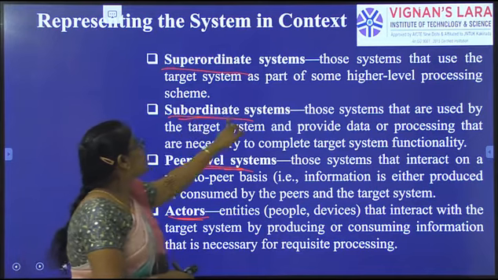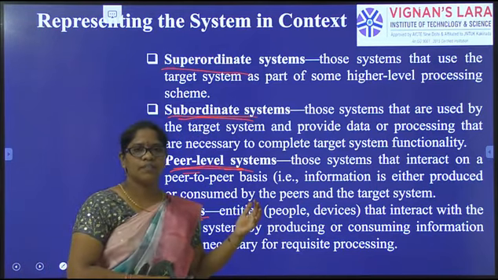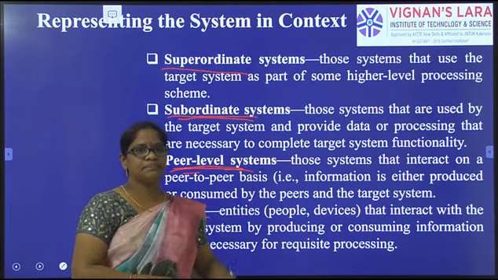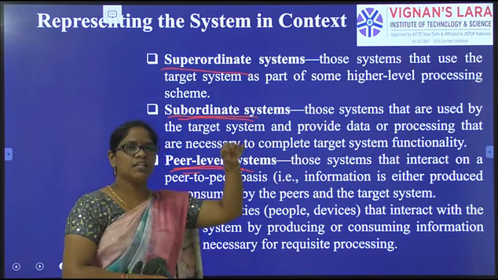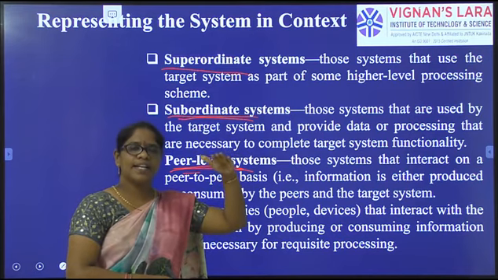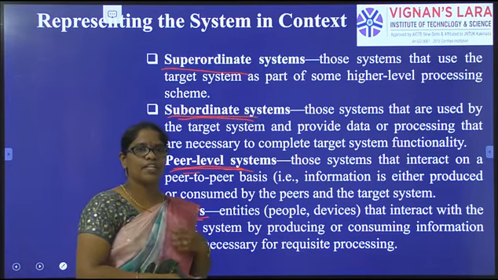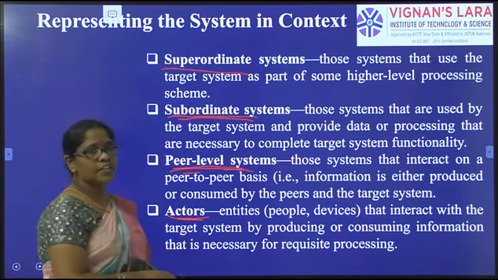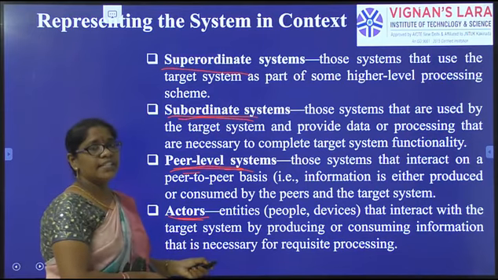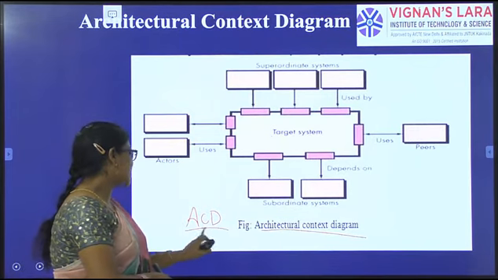And next one is the subordinate systems. So for example, in previous days, LAN is connected to one system and the remaining systems will be interconnected. So the main one is like a server and client. So the main system is like a superordinate. The remaining systems which are connected through that are called the subordinate systems. So that is superordinate and subordinate. So these are the 4 things in representing the system in the context level, in the architecture design. So this is the architectural context diagram, ACD.